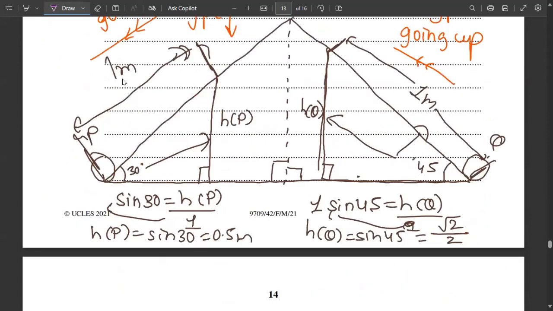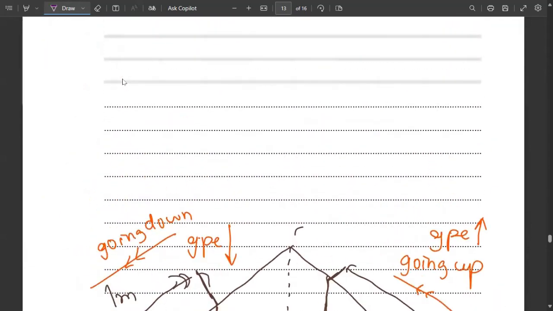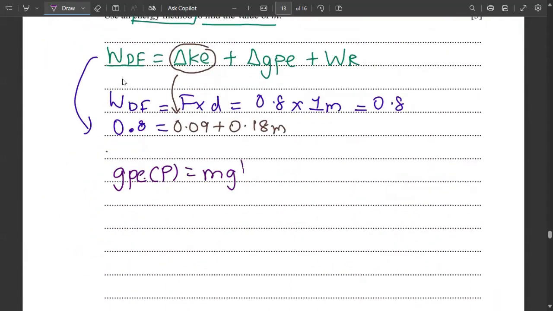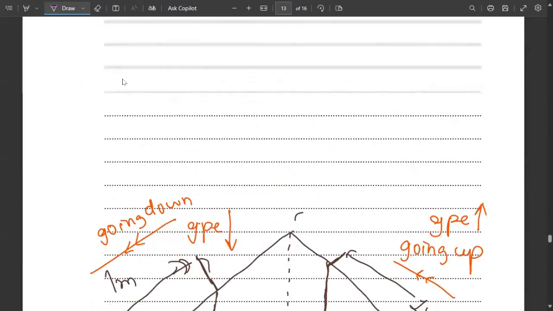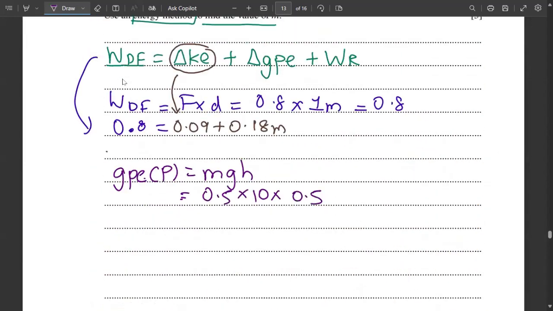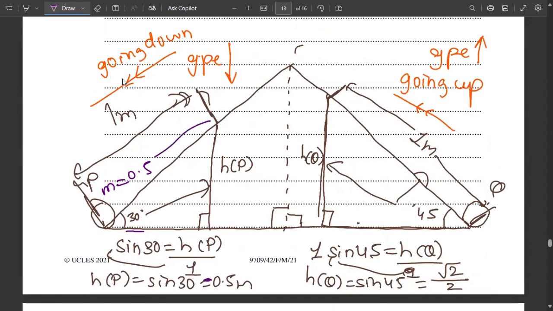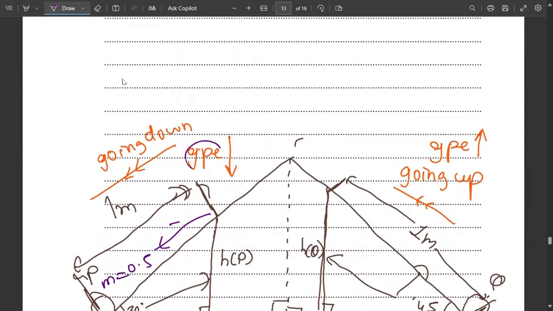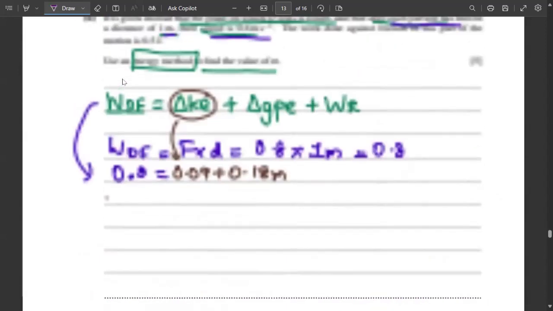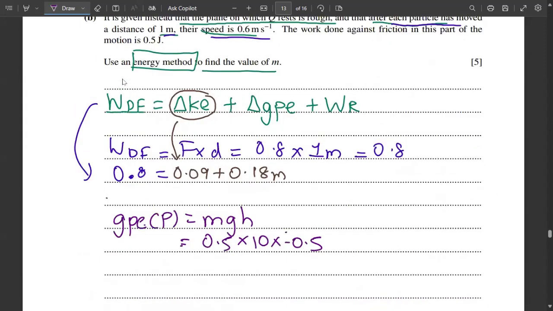So GP for P will be mgh. The mass is 0.5. Gravity is 10. And what will be the height? The height will be 0.5, right? No, no. The height will be minus 0.5 because it is going down. So it becomes minus because we want GP in negative. So this will become minus 0.5.